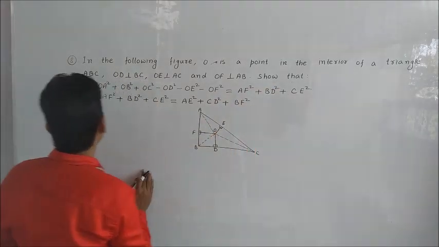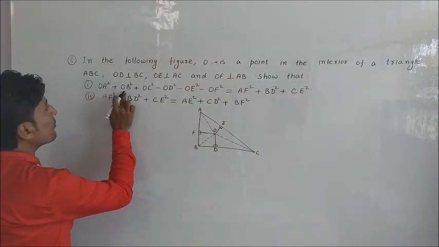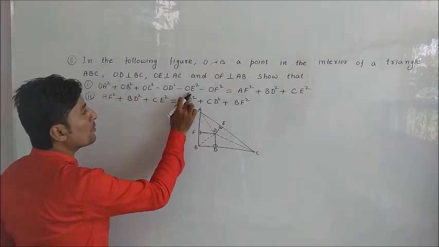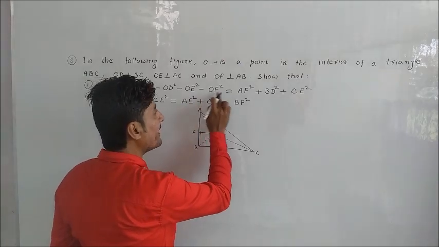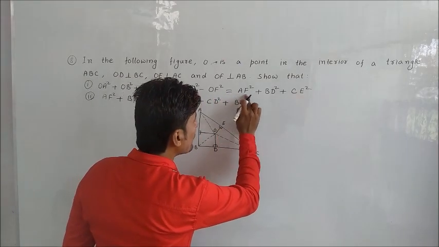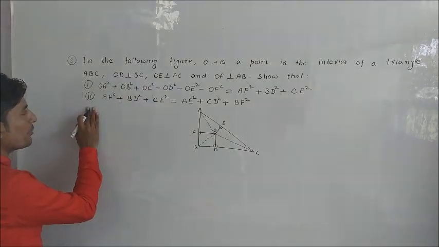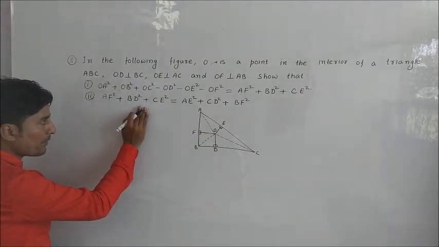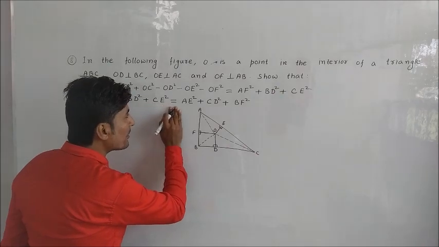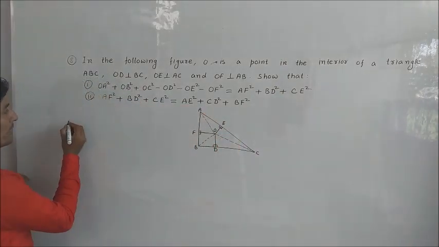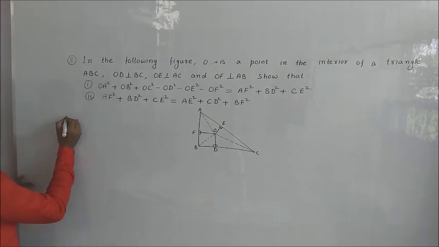Then we have to show that OA square plus OB square plus OC square minus OD square minus OE square minus OF square is equal to AF square plus BD square plus CE square. The second part of the question is AF square plus BD square plus CE square is equal to AE square plus CD square plus BF square. So in the solution, first of all we can write the given.